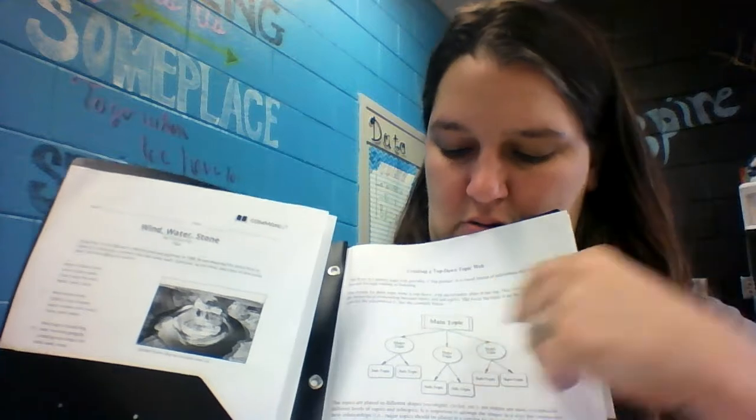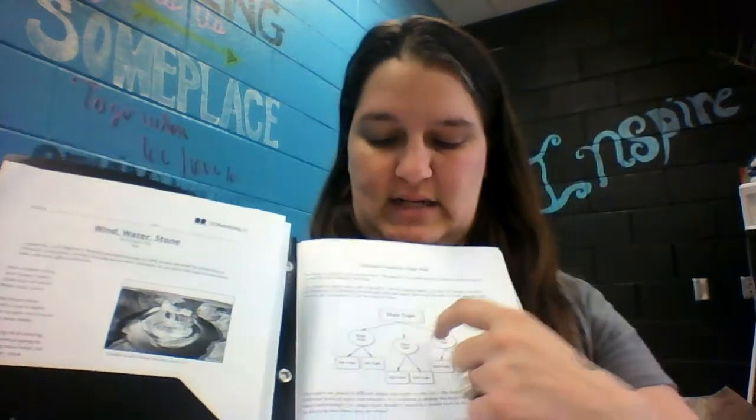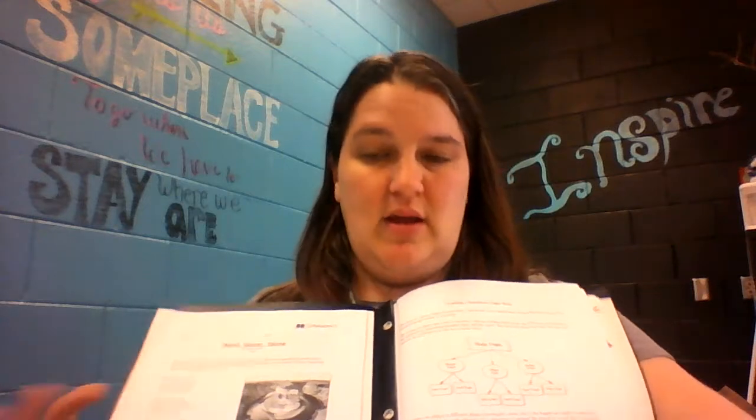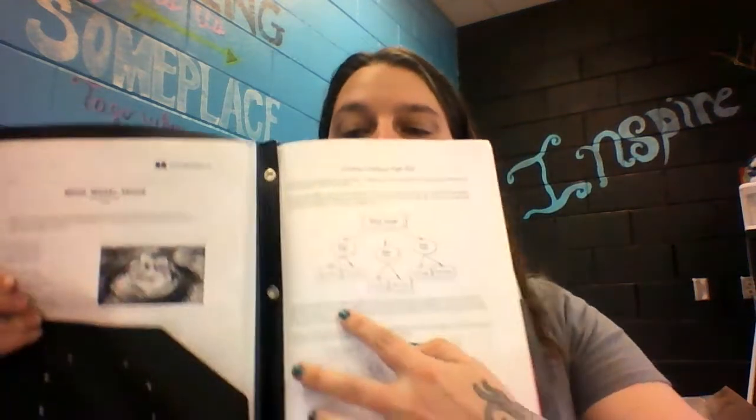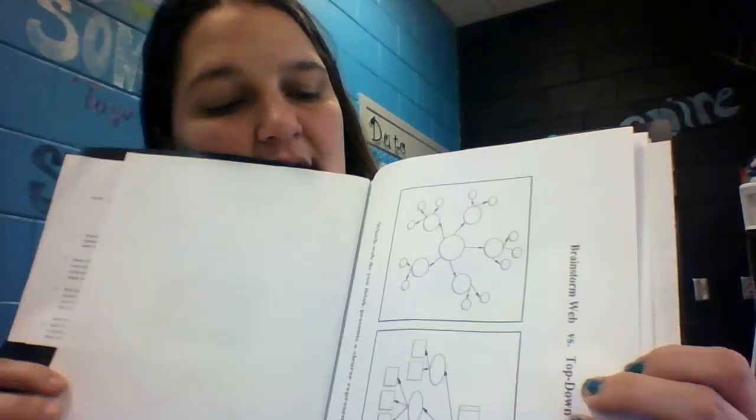web. Your main topic, which would be your story. Then your main ideas from the story. What was this about is what it's asking you. And then details about each one. That is how the first page shows you how to do it. Second page is an example of what not to do and what to do.